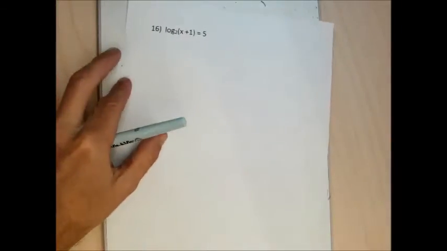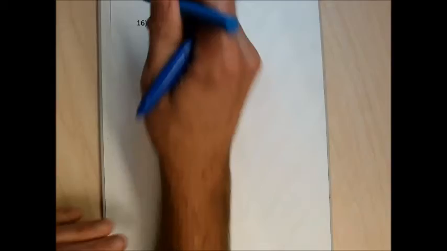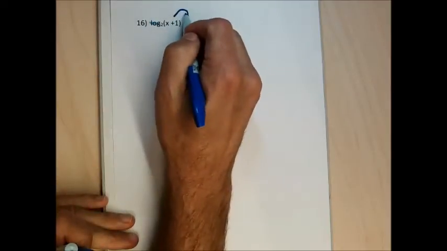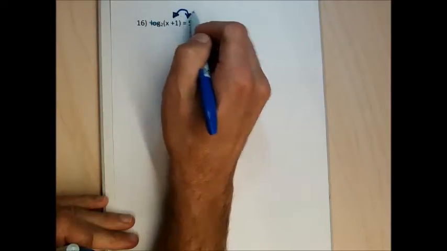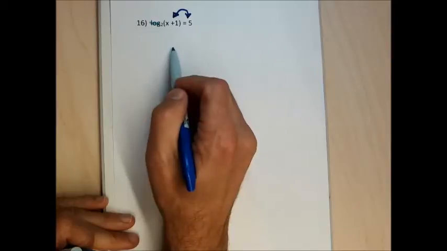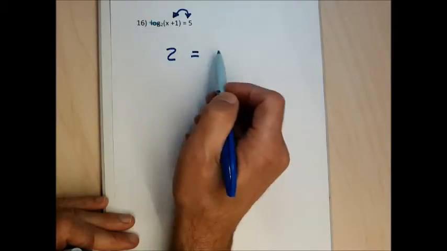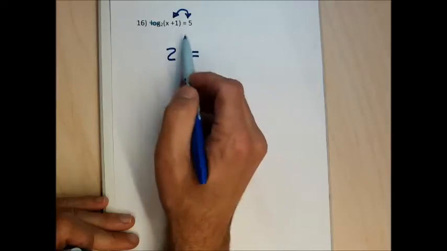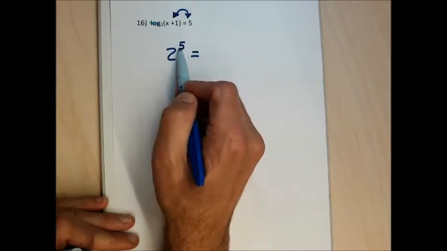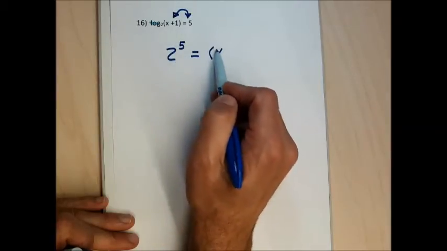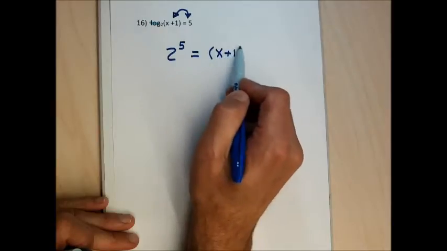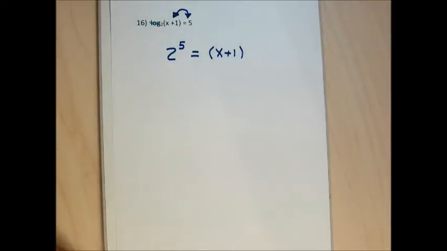The next problem is yet another problem where I'm going to create an equation with an exponent. So I'm going to cross out this logarithm. I'm going to switch the 5 and the x plus 1. I'm going to leave the 2 on the left-hand side. I leave the equal sign between the sides. The 5 moves to the left-hand side and becomes an exponent. The x plus 1 moves to the right-hand side. And when I move it to the right-hand side, it doesn't really need to stay in the parentheses.